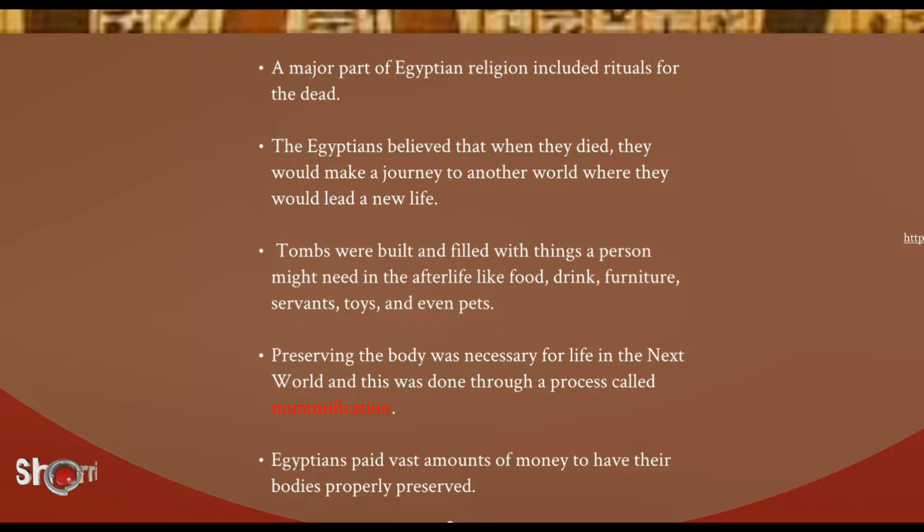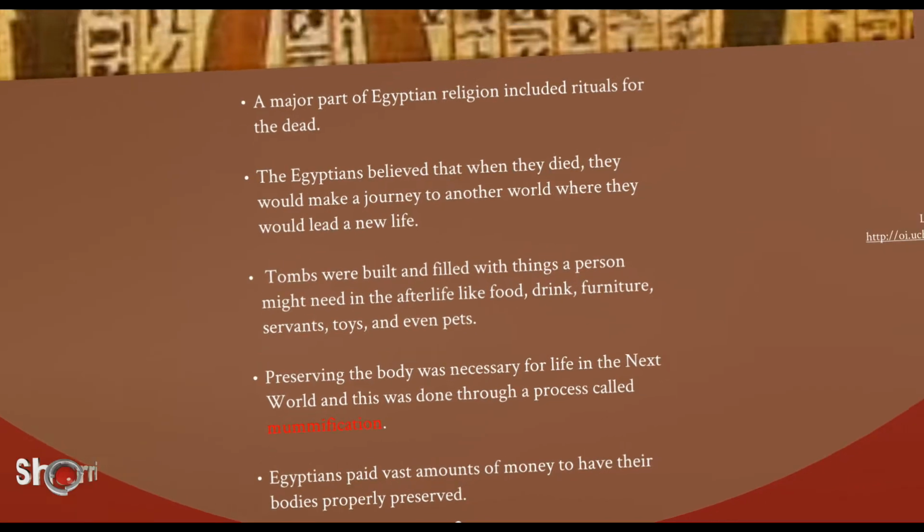The Egyptians believed that when they died, they would make a journey to another world where they would lead a new life. Tombs were built and filled with things a person might need in the afterlife, like food, drink, furniture, servants, toys, and even pets. Preserving the body was necessary for life in the next world, and this was done through a process called mummification. Egyptians paid vast amounts of money to have their bodies properly preserved.